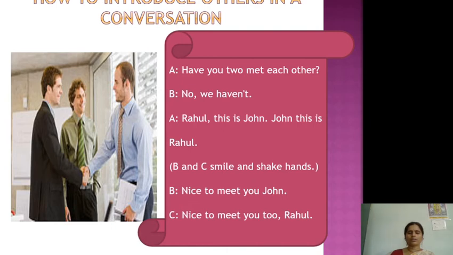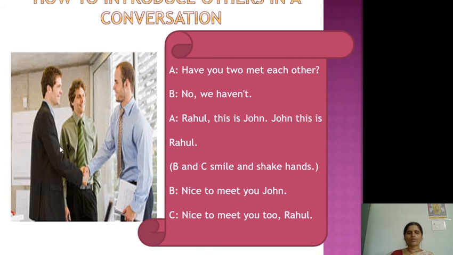See here, this is a sample conversation. Now, person A says, "Have you two met each other?" He is asking the other two persons whether they know each other or not. So, person B says, "No, we haven't." And see this, "Rahul, this is John. John, this is Rahul." He is trying to introduce the two people. And B and C smile and shake hands.